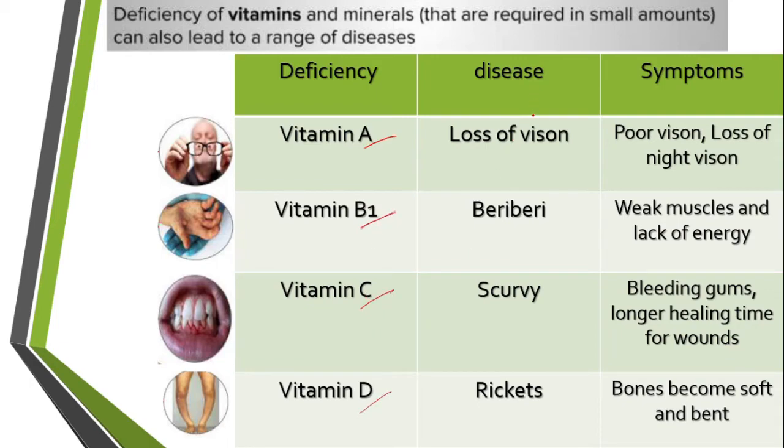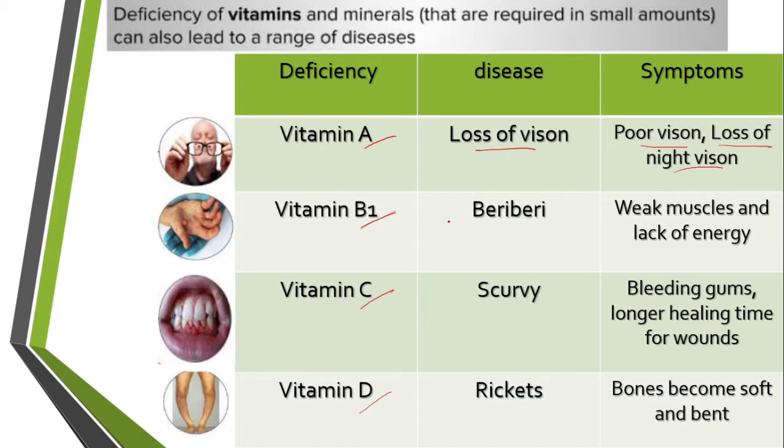So the disease of vitamin A deficiency is loss of vision. The symptoms are poor vision and loss of night vision. At night you can't see. Many people can't see at night, but if you don't eat enough vitamin A dishes, your night vision will be lost and sometimes there is permanent loss of vision.